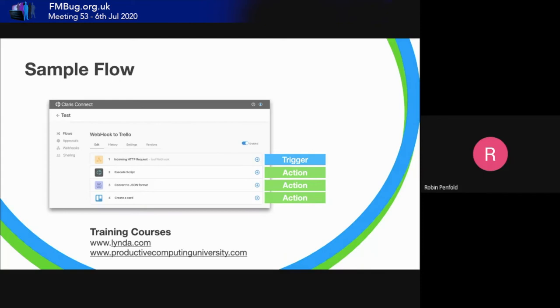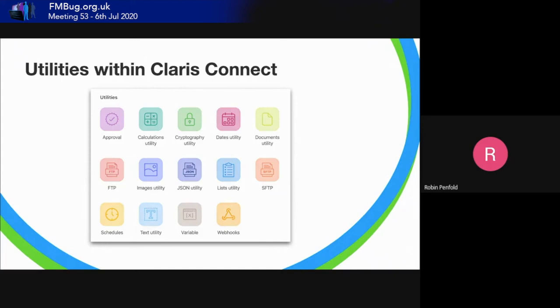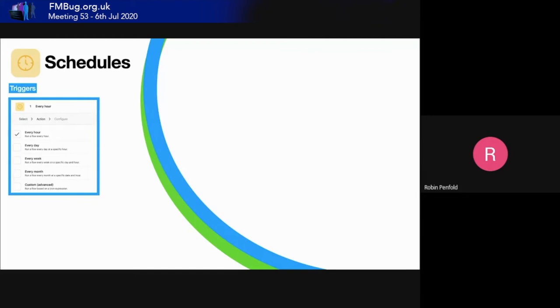Claris Connect has within it a number of utilities that enable the manipulation of JSON from triggers and actions. And in the case of FTP, SFTP, and HTTP within webhooks, allow Claris Connect to also connect with additional external services. Two of these utilities are particularly significant in this overview. Schedules can be set up as a trigger, allowing you to run flows hourly, daily, weekly, monthly, or on a custom basis using a cron expression. The actions within schedules mean a flow will wait for or until certain scenarios before continuing.